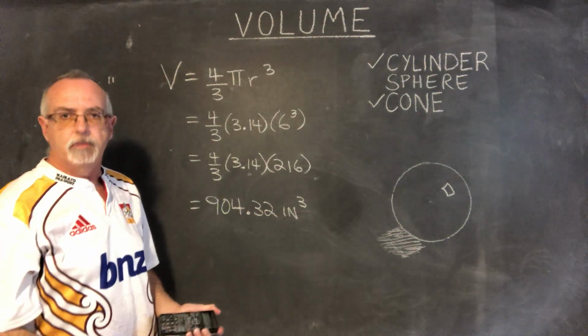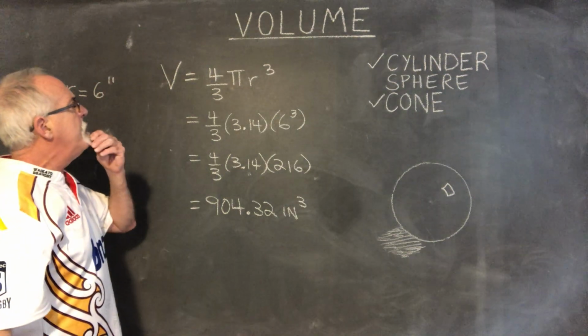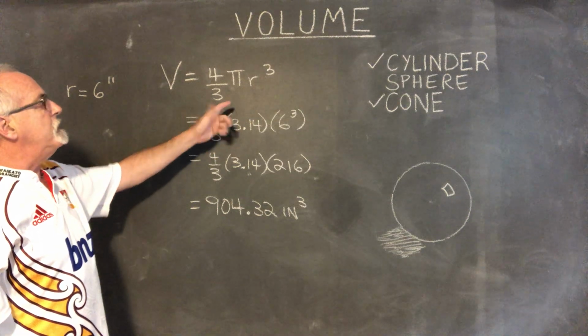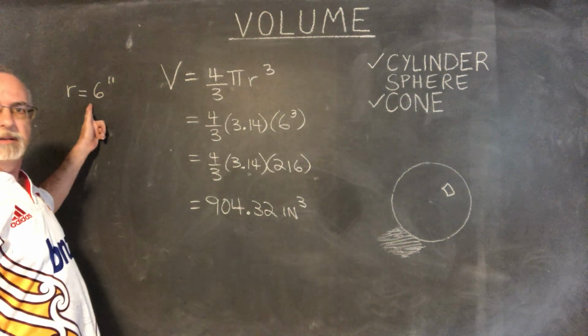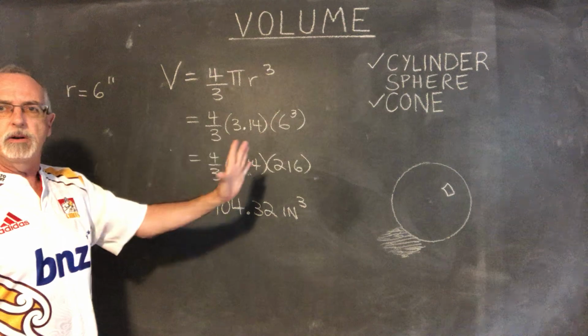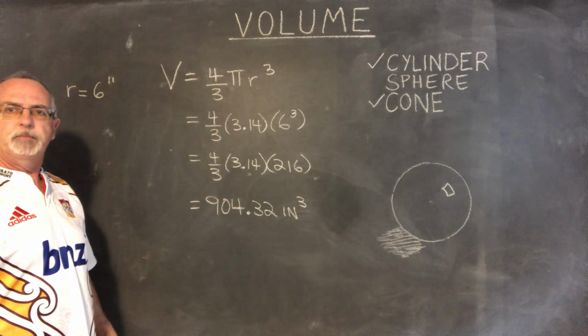Not very difficult, because although the formula might be hard to remember sometimes, if you don't use it very often, then you'll have trouble remembering it. But the good thing about it is the only thing you need is the r. As soon as you know the radius of any sphere, you're able to find its volume.